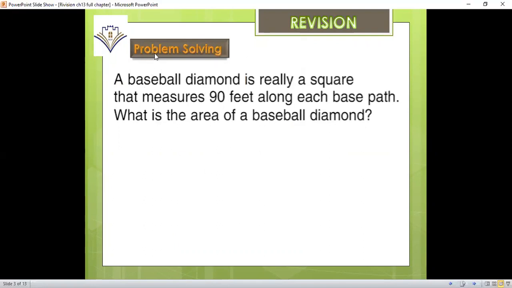The second question here is problem solving. A baseball diamond is really a square that measures 90 feet long each base path. What's the area of a baseball diamond? You tell me that it's a square, and the measure is 90 feet along each path. Then the area of a square equals side multiply side. Then each side is 90 feet.